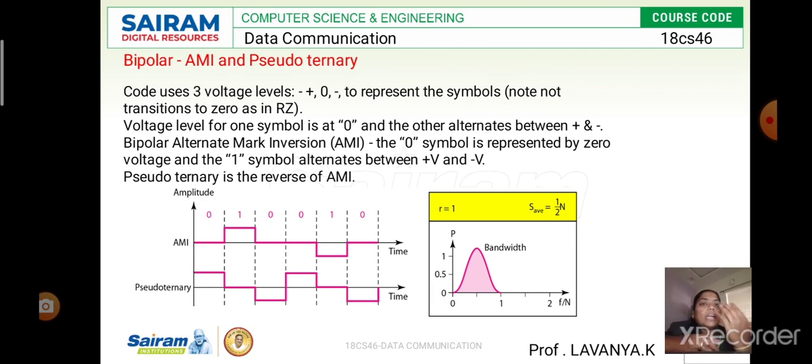Then pseudo ternary is totally the reverse of the AMI technique. In the AMI technique, if it is 0, that is 0 voltage. Here in the pseudo ternary, if it is 0 it is positive. Again 1 is the 0 voltage. They keep the voltage level on the time axis, and if it is 0, that is again a negative value. Like that they keep on changing the states. So finally, what I conclude here is that the pseudo ternary is the reverse of the AMI technique. So this is the AMI as well as the pseudo ternary method.